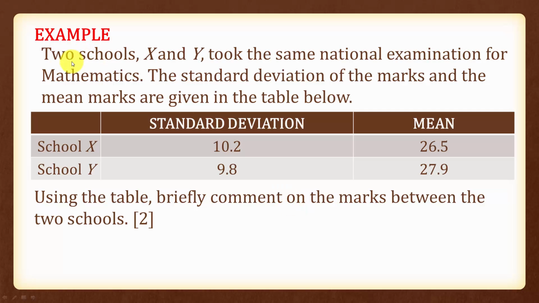In this example, we have two schools, X and Y, which took the same national examination for mathematics. The standard deviation of the marks and the mean marks are given in the table below. So school X has the standard deviation of 10.2 marks and a mean of 26.5 marks, whereas school Y has a standard deviation of 9.8 marks and a mean of 27.9 marks. Using the table above, briefly comment on the marks between the two schools. In other words, we have to compare the standard deviation and the mean of these two schools.